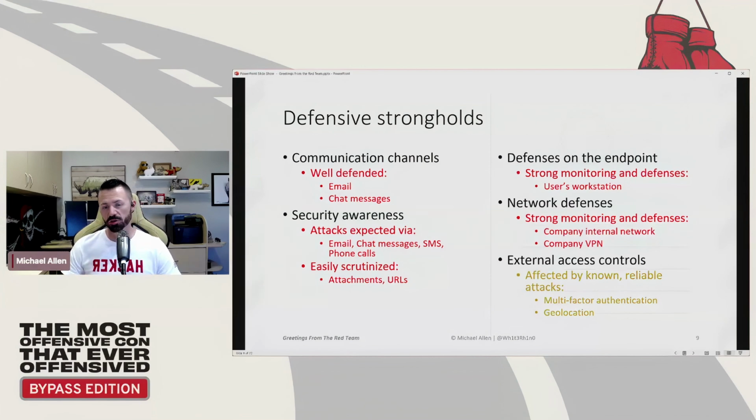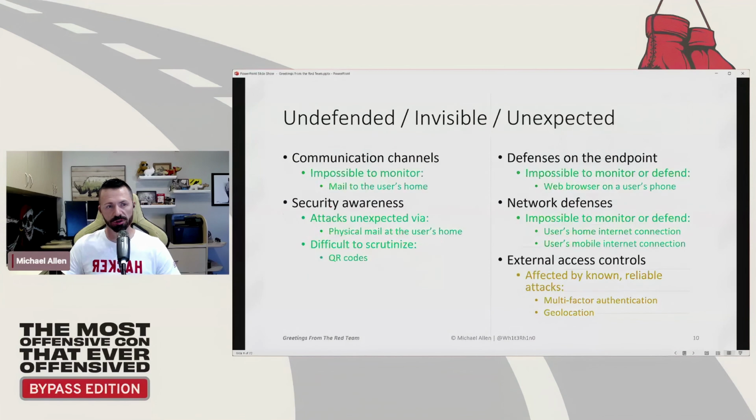Now, the external access controls in this case were one that I was willing to contend with because we've got a few known reliable attacks that work well for us currently against things like multi-factor authentication and geolocation. So I didn't care too much about those in this one, in making up this attack. There's mainly these red ones that I really, really wanted to get around. So that's why that appears yellow there.